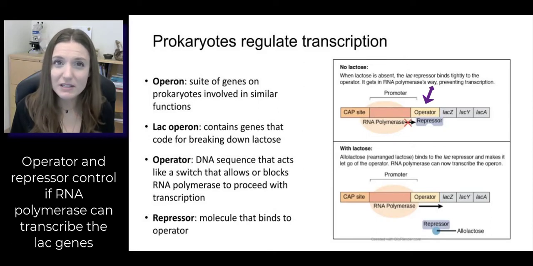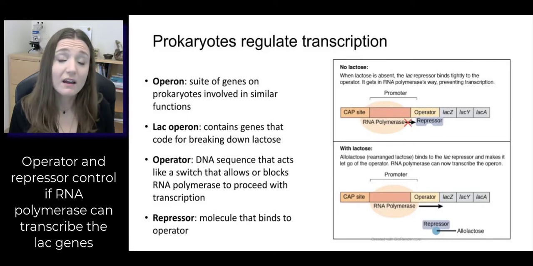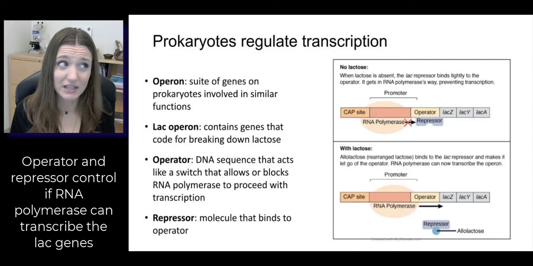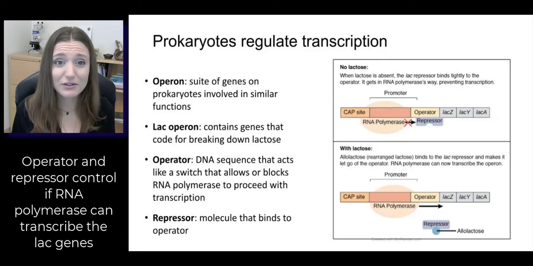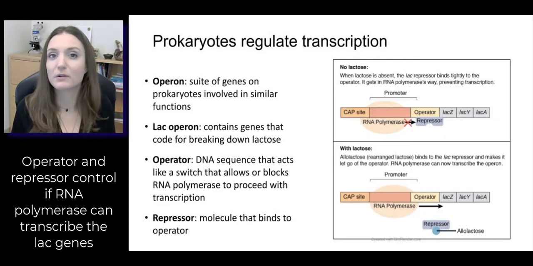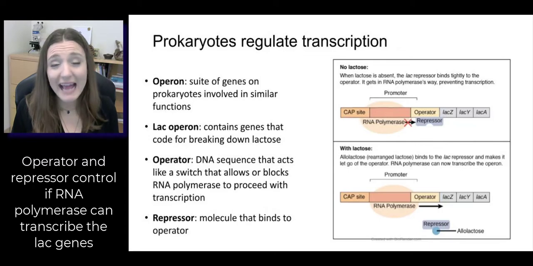Why would we want to physically block RNA polymerase from transcribing these genes? They're just lactase enzymes, right? Well, building enzymes takes energy and it takes amino acids, right? What if there's no lactose around in the cell? Then if there's no lactose, this enzyme would be useless. We don't need it right now, right? So what happens?